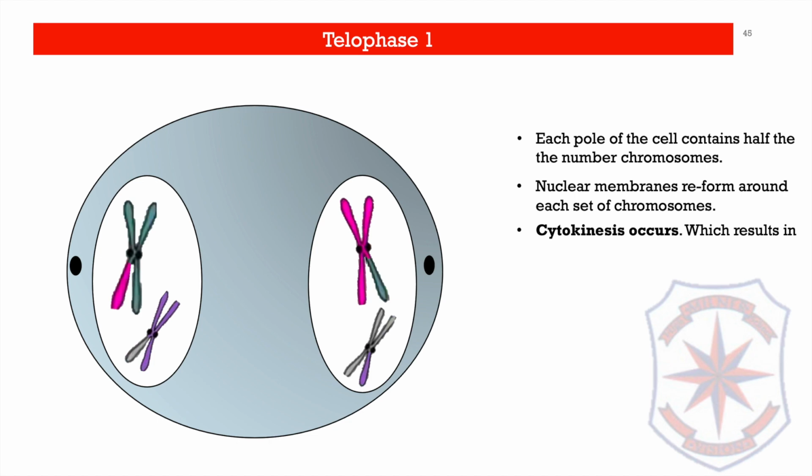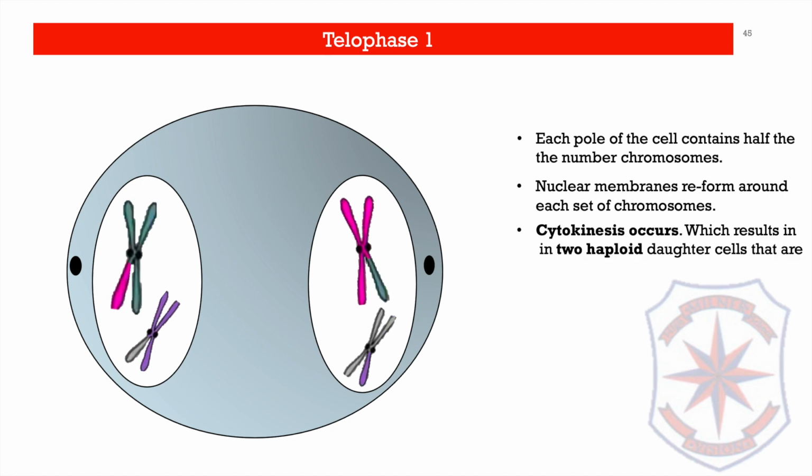Cytokinesis: kinesis means division, cyto of the cytoplasm. So at this point, it is still one cell. Why? Because it shares a cytoplasm. It will only become two cells if it does not share a cytoplasm. So when cytokinesis happens, it will divide the cytoplasm in half, and only then does that one cell become two cells.